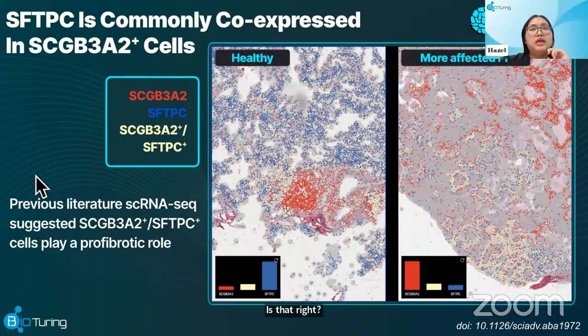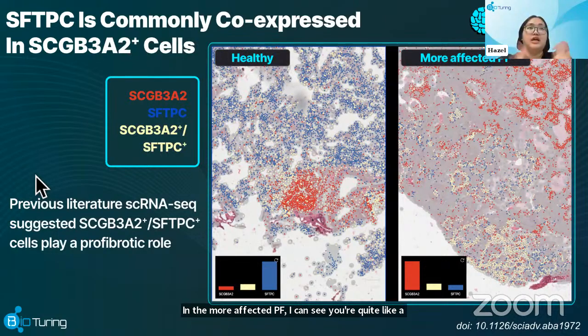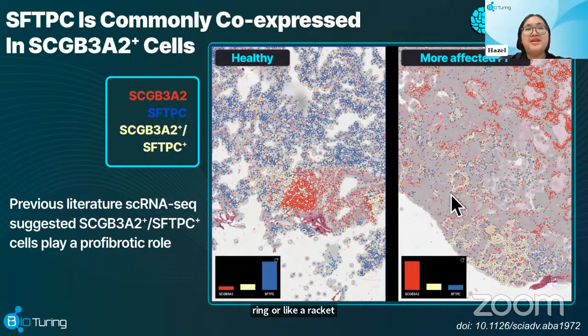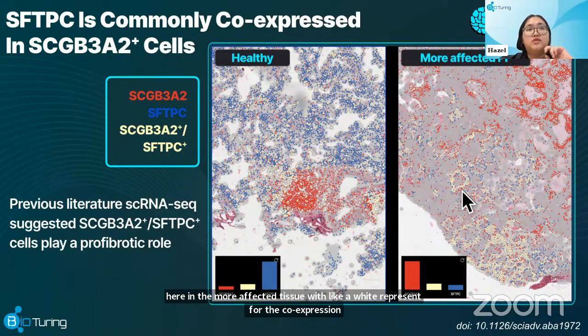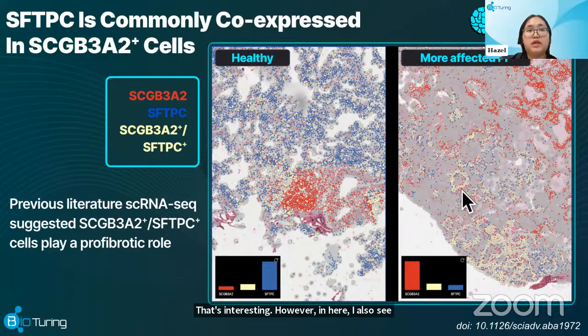And here I think I understand your idea. In the more affected PF, I can see a ring, like a ping pong racket shape, right here in the more affected tissue, with white representing the co-expression. That's interesting. However, I also see another thing: in healthy, I see a lot more of SFTPC, but in the disease one, I see a lot more of the SCGB3A2. So is this a common thing, or do you have any literature that talks about this before?